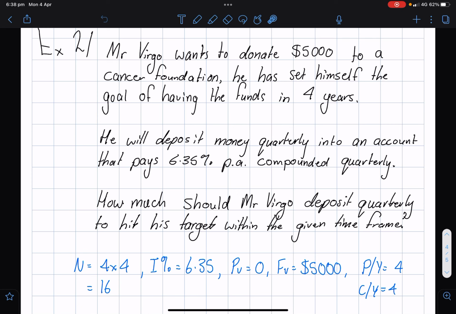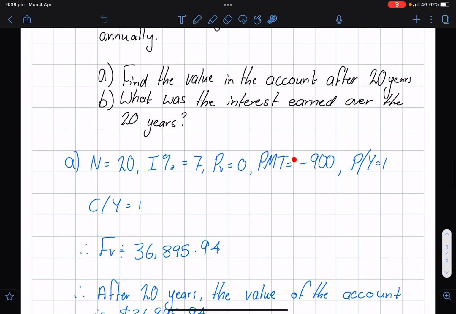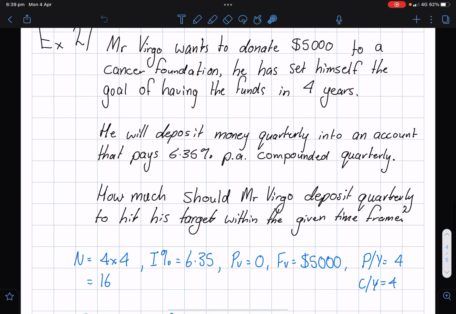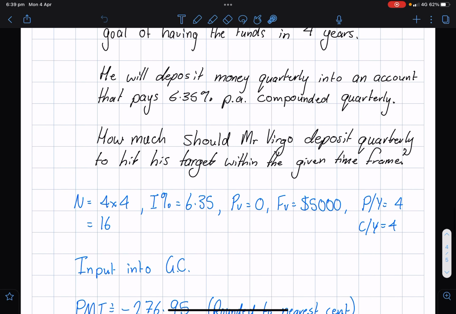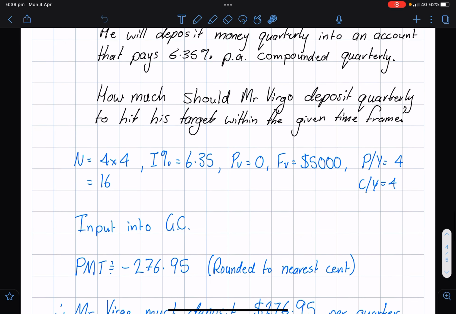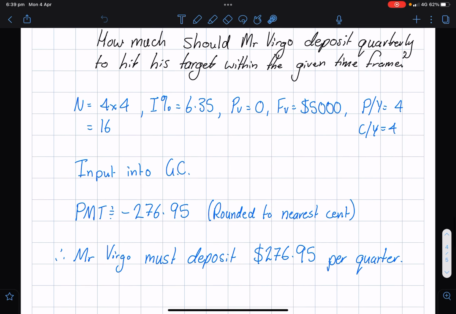Because we want to work out how much I need to put in quarterly, we are looking at this PMT value. So you're going to select whatever function relates to the PMT section. PMT is approximately equal to negative 276.95. And remember, we're rounding to the nearest cent. Therefore, I must deposit $276.95 per quarter to reach my goal of $5,000.